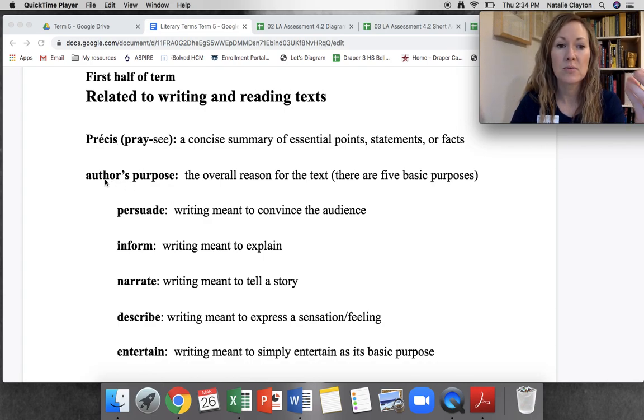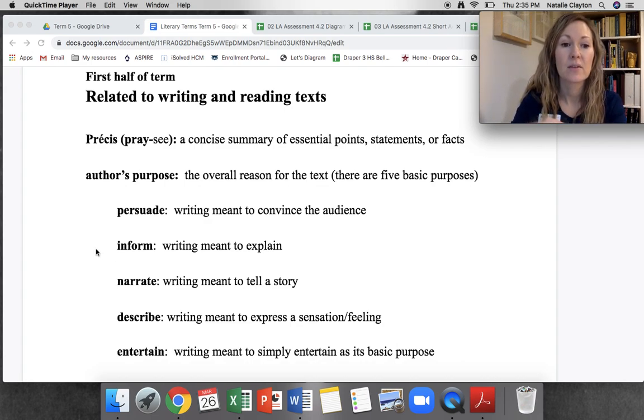So we have précis, we have author's purpose, and then these 5 words are also going to be regular lit terms, but I have them under here together, just tabbed over, to show you that those are the 5 basic purposes of the author, right? So we have persuade. What word? Persuade. Writing meant to convince the audience.